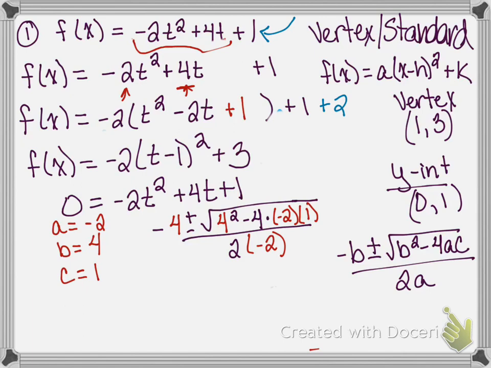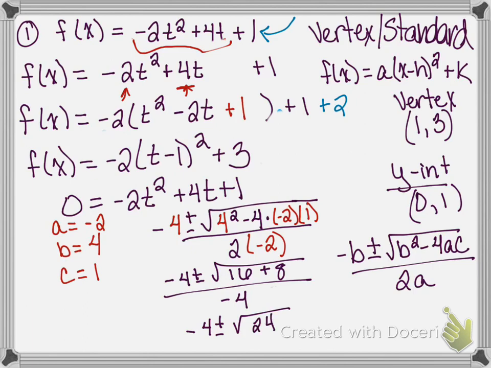Okay. So now I've got negative 4 plus or minus the square root of 16 minus 4 times negative 2 times 1. Minus 4 times negative 2 is positive 8 times 1. So that is plus 8. Okay? And all of that is over negative 4. Typically, students do okay until right here. And this is the correct answer. It's just not simplified. So negative 4 plus or minus the square root of 24 over negative 4 is the correct answer. It's just not simplified.